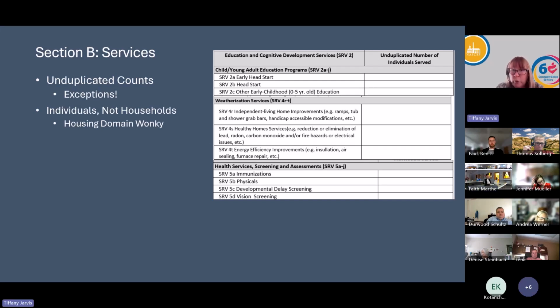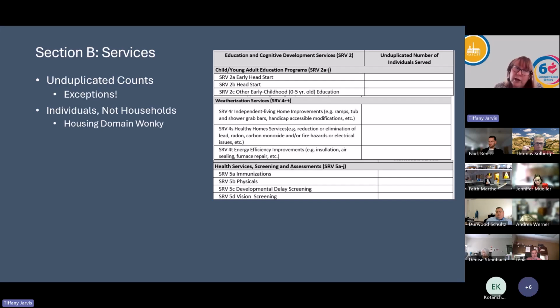Category 4, the domain 4, which is housing, is wonky because, and you don't get this if you look at just the report, you only get this wonkiness when you read the instructions. So under the housing services, the unduplicated number of individuals served can be everybody in the household. So if you have a household size of 5, then you can report 5 under 4S, provided housing services, like housing placement.